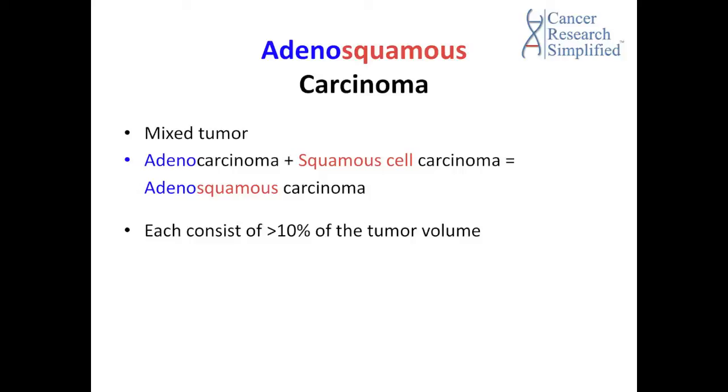There's another type of squamous carcinoma which is called adenosquamous carcinoma. This is a cancer that is a mixed tumor containing both adenocarcinoma and squamous cell carcinoma, in which each of these cell types consist of at least 10% of the tumor volume.